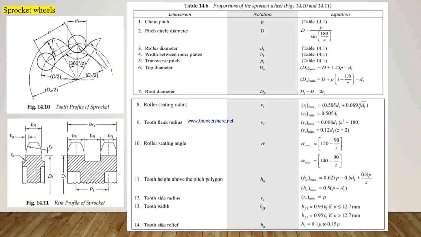Here in Table 14.6, the various proportions of the sprocket wheels are given, where P is the chain pitch, capital D is the pitch circle diameter, small d is the roller diameter, B1 is the width between inner plates, PT is the transverse pitch, DA is the top diameter, and DF is the root diameter. All these proportions of the sprocket wheels are given in this table along with their equations. By using these equations and notations, we can design the sprocket wheels in designing of chain drives.